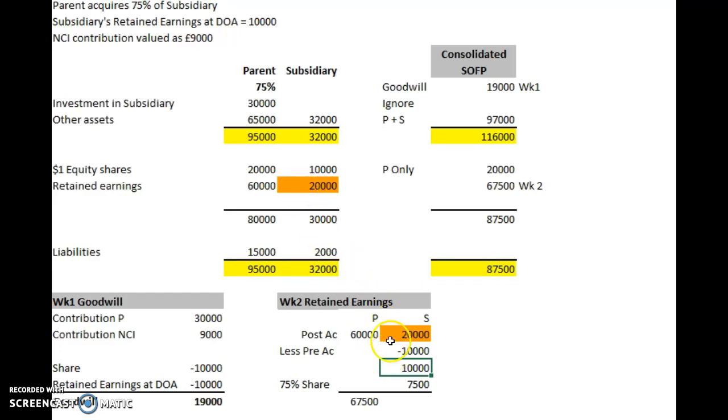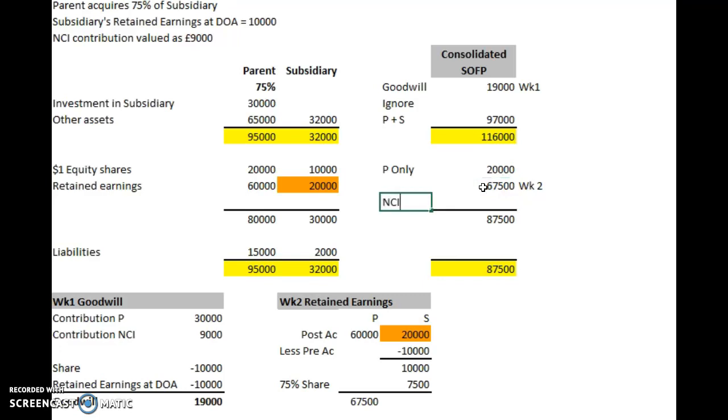So that's a fairly simple sum. We've now got 20. We did have 10, so we've earned 10 in the intervening period. Now, only 75% of that is attributable to the group. The other part is going to be attributable to the NCI, which we'll deal with in a moment. So that's 7,500, and we add that to the parent's own retained earnings, add this and this, and we get 67,500, and that's brought in here.